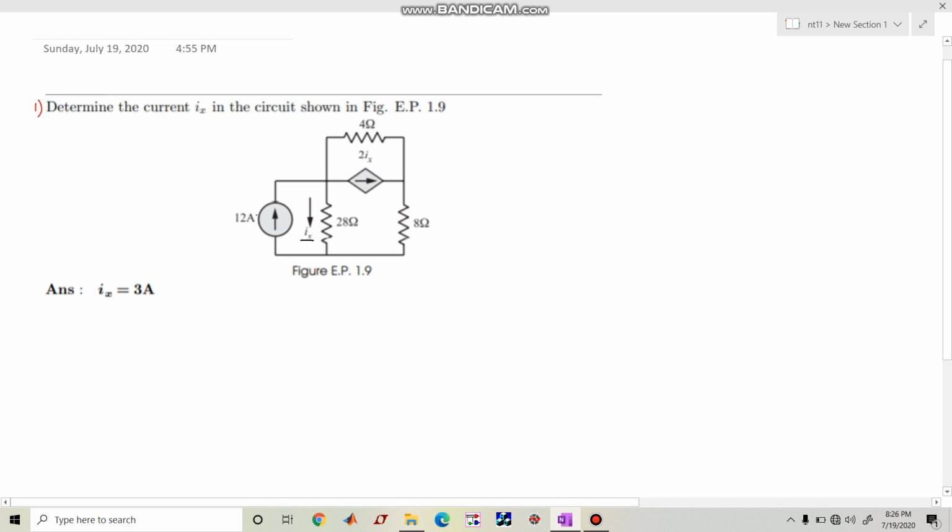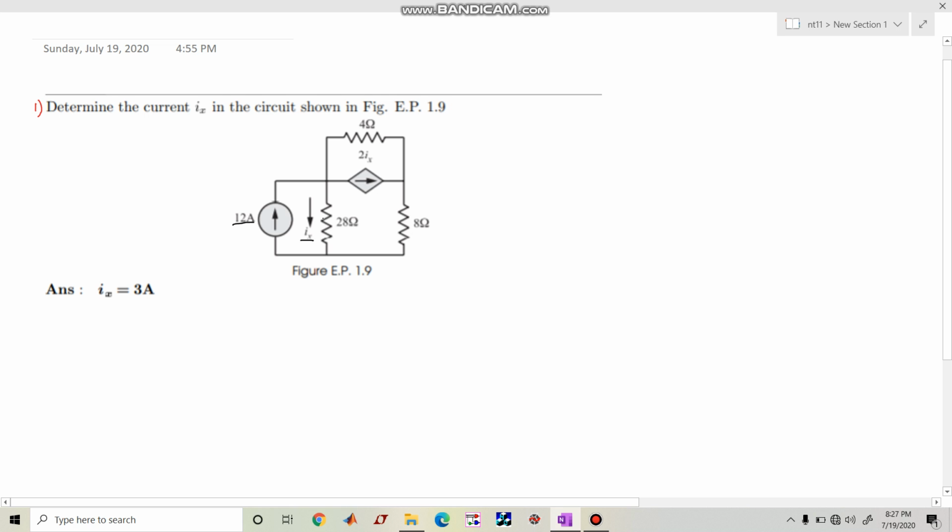there are two current sources and three resistors. The first current source is 12 ampere, an independent current source. Another current source is a dependent current source. It is a current-dependent current source. That means the current of this source depends on the current which is flowing somewhere else. That is given here. This Ix decides the value of this current.